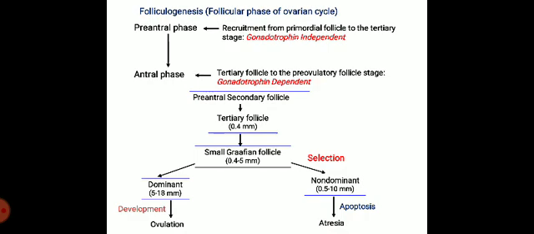Folliculogenesis. In the follicular phase of the ovarian cycle, the preantral phase is independent of the gonadotropins. The antral phase is dependent on the gonadotropins. Then the secondary follicle is converted into the tertiary follicle, small Graafian follicles. If it is dominant, then ovulation occurs. If it is not dominant, then atresia or apoptosis occurs.